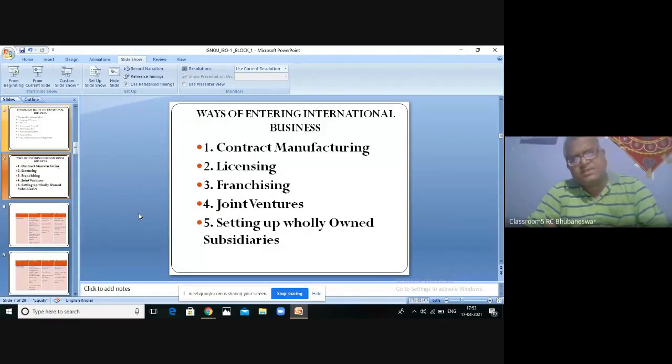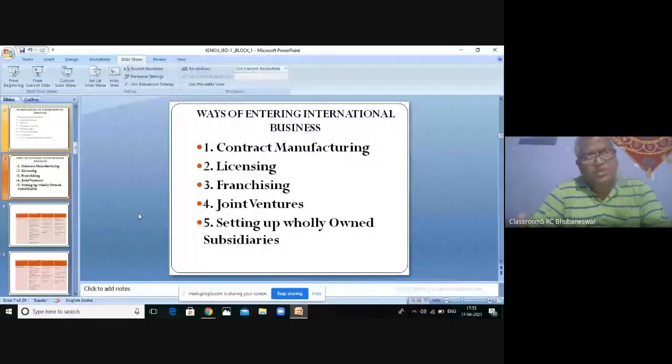But in a joint venture, there is something different. Joint venture means a partnership in which the companies can share the risk and the management of profit in the deployment of production. This is the way a joint venture can be made. Another one is setting up wholly owned subsidiaries. A wholly owned subsidiary means a company where 50% voting power is held by one company over another, and then they start their business. In this way they enter international business.